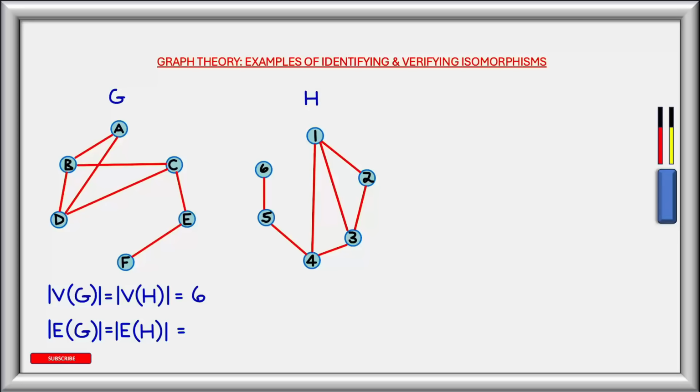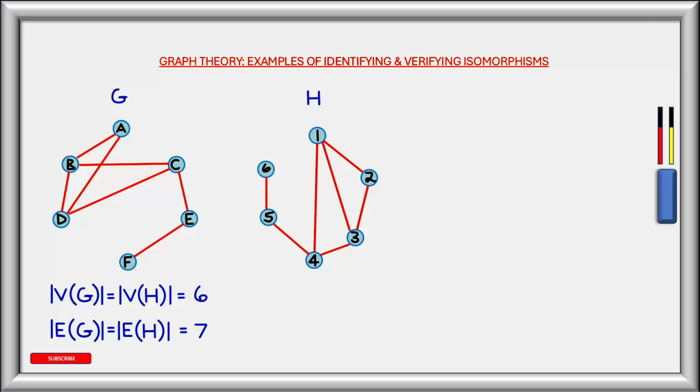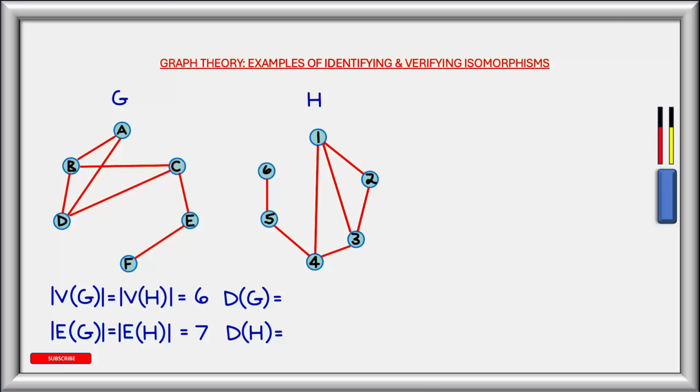And moving on to the number of edges, these also have to be equal in number in each graph. So in graph G, we have 1, 2, 3, 4, 5, 6, 7 edges. And in graph H, we have 1, 2, 3, 4, 5, 6, 7 edges. Each graph, therefore, shares an equal number of edges. Next, moving on to degree sequence.